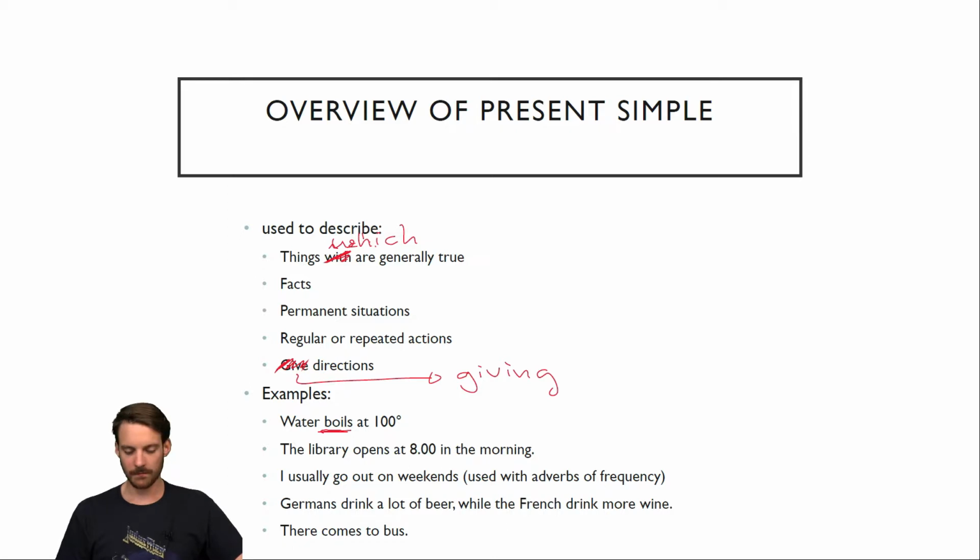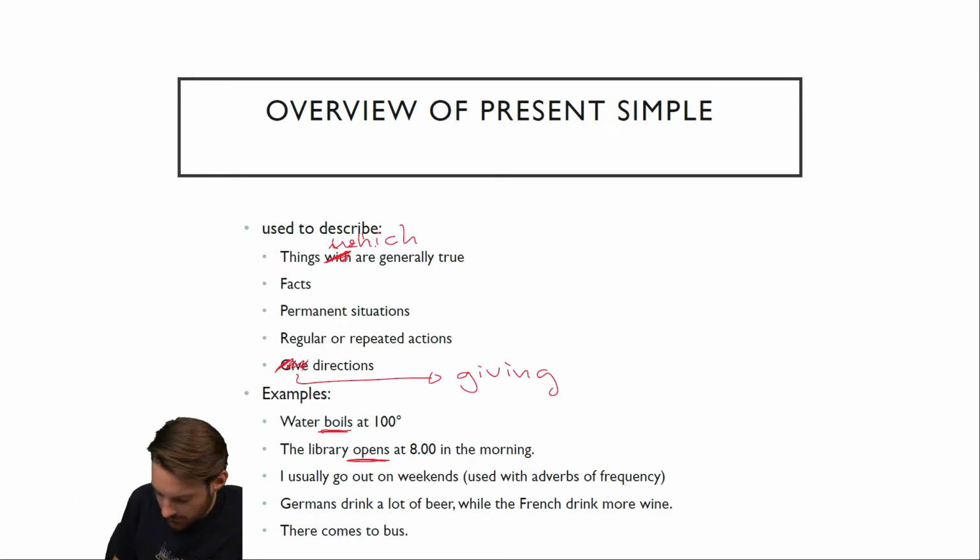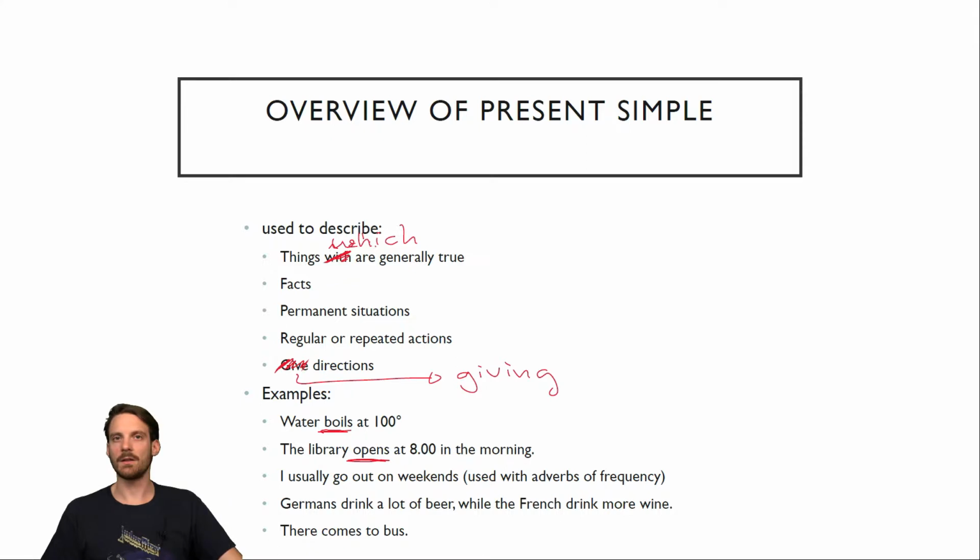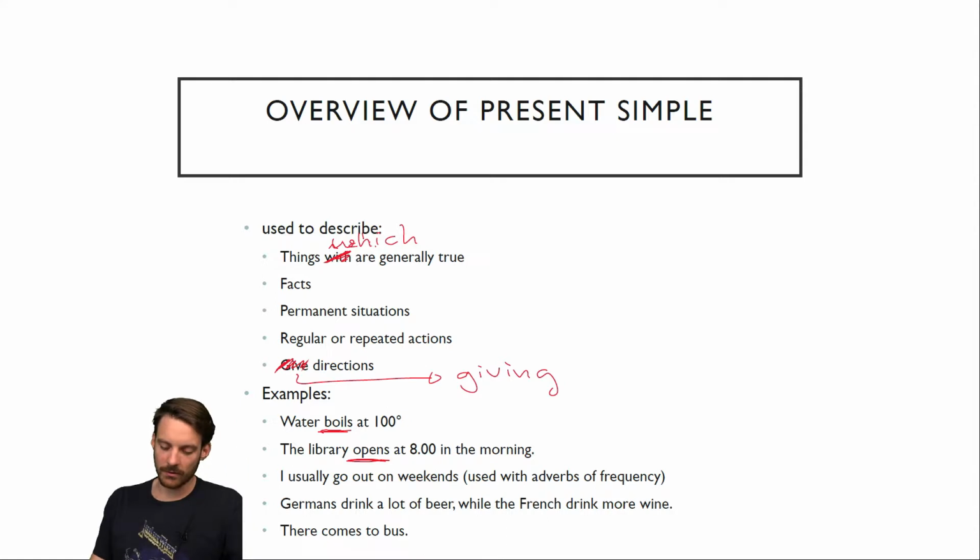Then things that are repeated or regular actions are, for example, the library opens at 8 in the morning. Every day it opens at 8 in the morning. That's a fixed thing, it opens at 8 in the morning. So regular or repeated actions, or just things that are always the same way. So I usually go out on weekends.